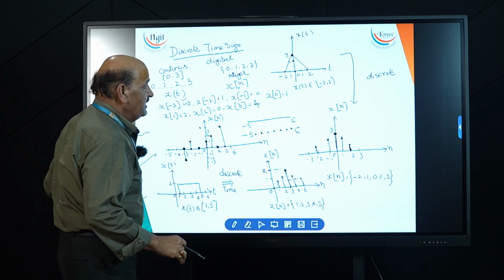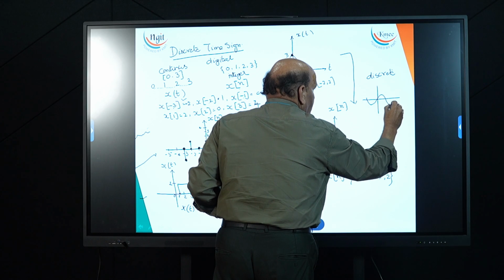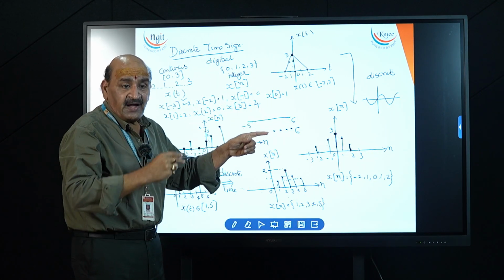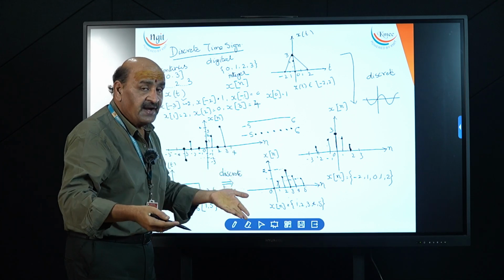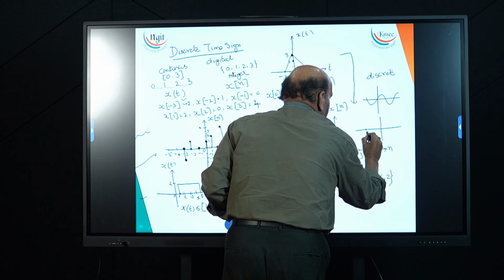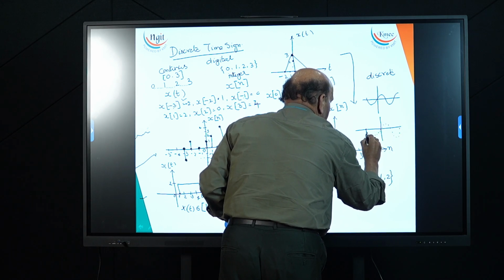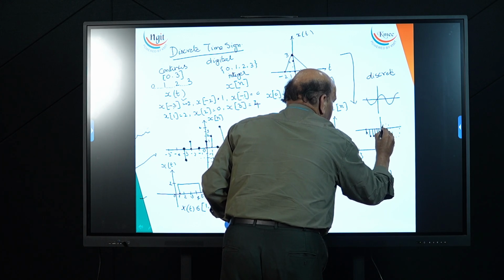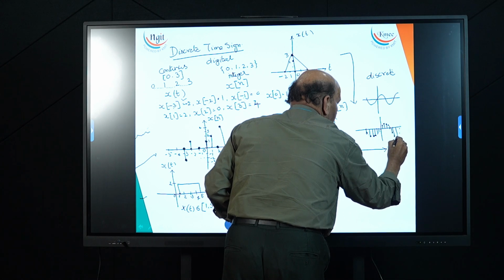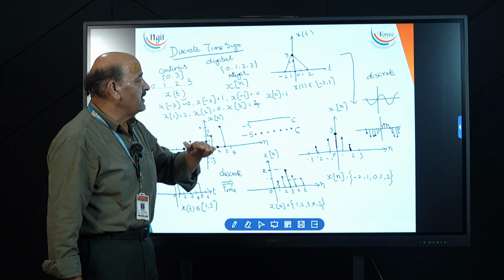One more example, very easy to understand. For example, just look at, this is the sine curve. This is the sine curve. It is continuous, because a continuous line is there. How to make it digital? Digital means the same, make the same graph, but now just look at, this is the way of describing it in digital.